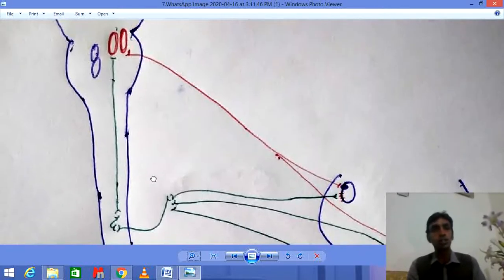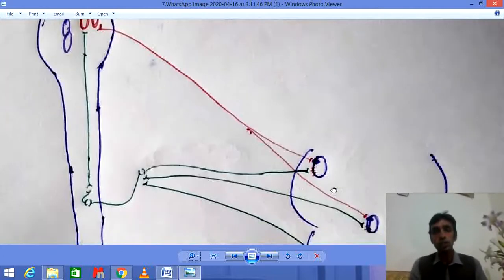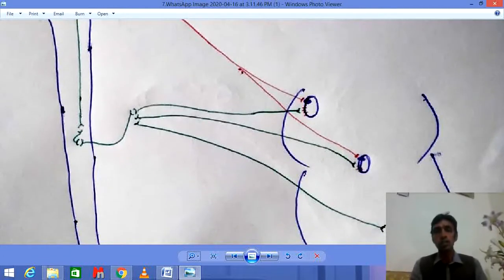So when this nucleus, this cardioactivatory center, is activated, it will transmit the information towards the SA node, AV node and the cardiac muscle. By transmitting the information toward the SA node, AV node and cardiac muscle, this will increase the heart rate.